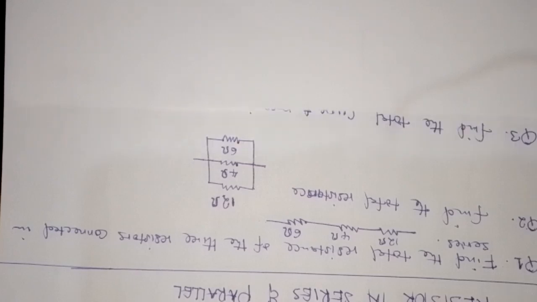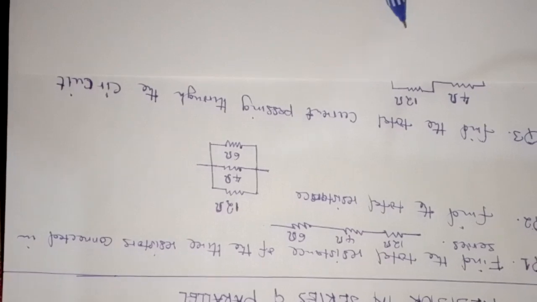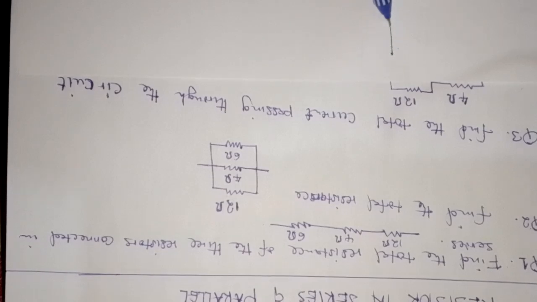So how can you know that this is connected in series? How can we know? I'm going to give you an example. We can say when it is connected in series, for example, I can say we have this as our circuit.